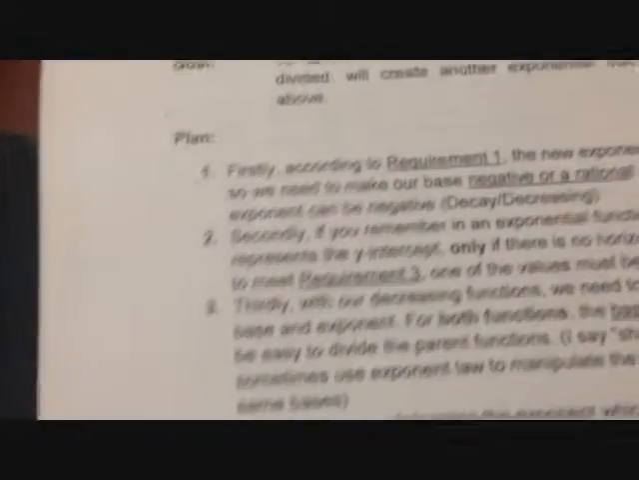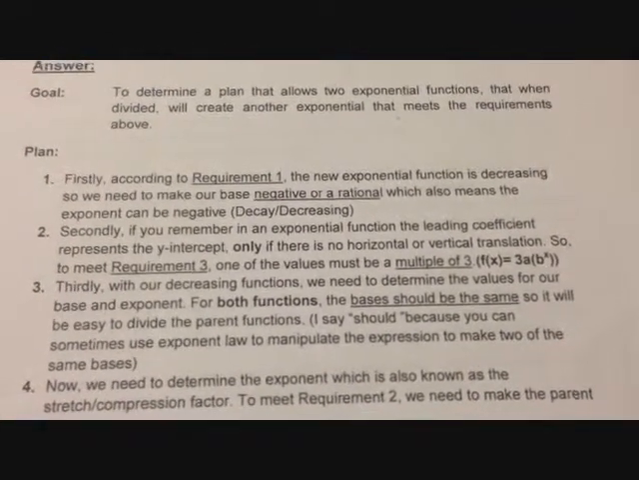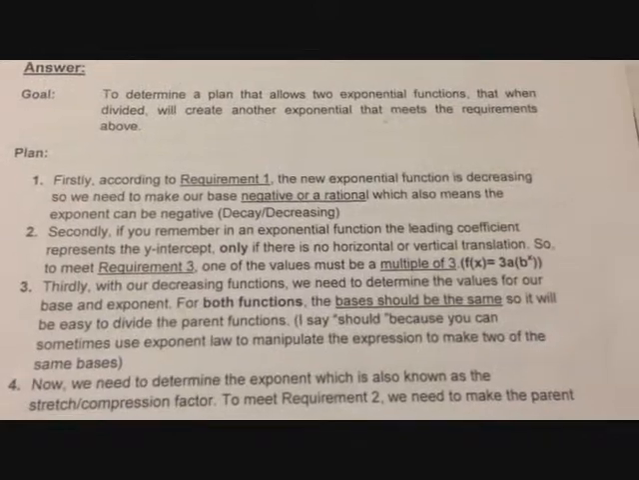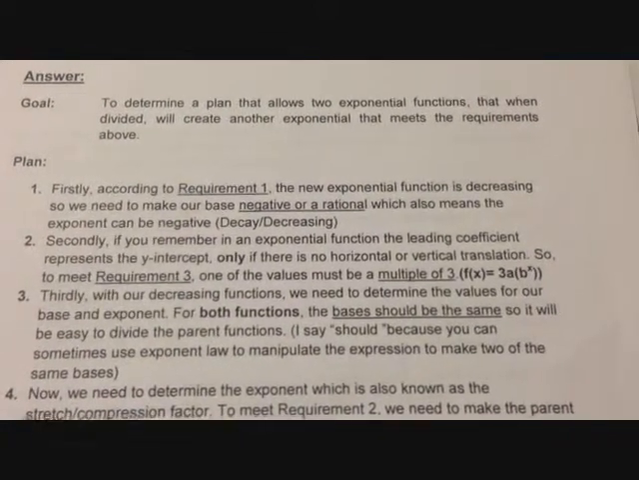Step 2, he said make the a value, horizontal or vertical translations, a multiple of 3, because in his plan he said the a value is the y-intercept only if there is no horizontal or vertical translation. So to meet requirement 3, one of the values must be a multiple of 3. And that's what I chose here. I chose my a value to be 3.